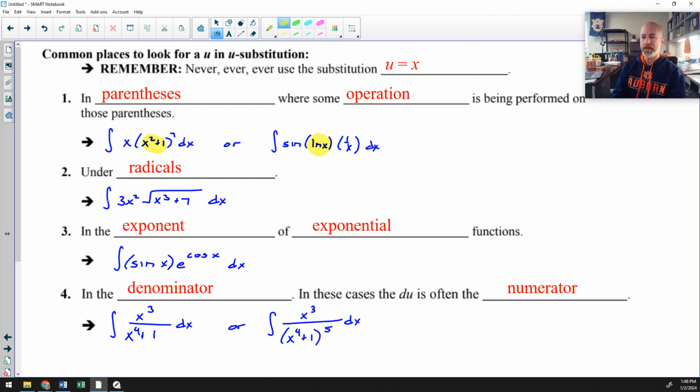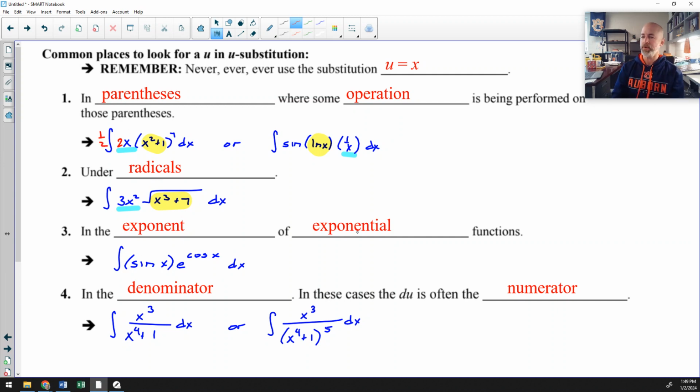Down here, the radicals are kind of in the same category as parentheses, because you can rewrite any radical like this as, in this case, the quantity x cubed plus 7 all to the 1/2 power, which then puts it in the parentheses category. But I did list this as a separate thing to look for. So I'll let u be x cubed plus 7. The important thing is the derivative of that is visible. In sine of natural log of x, the derivative of natural log of x is 1 over x. The derivative of x squared is 2x, and we can fix the missing 2, so the 2 is not a problem. The key is that we had the correct x in that problem.